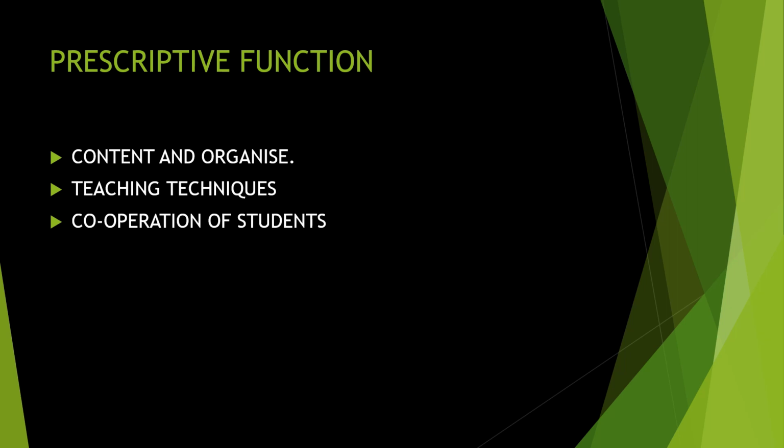We have to give a pinpoint, proper presentation, that is the projective method. What are the things we have to use? That is the prescriptive function we are keeping. Then cooperation of the students, that is the important part. If they are not listening, what is the point of doing all these things? We are doing all this for the learners, for the students. So if there is no cooperation from the students, there is no need for all these things. So three things we have to keep in mind in the prescriptive function: content, teaching techniques, and cooperation of the students.